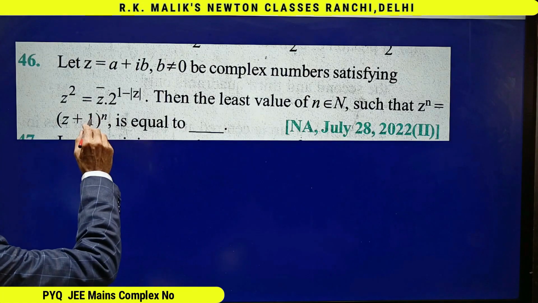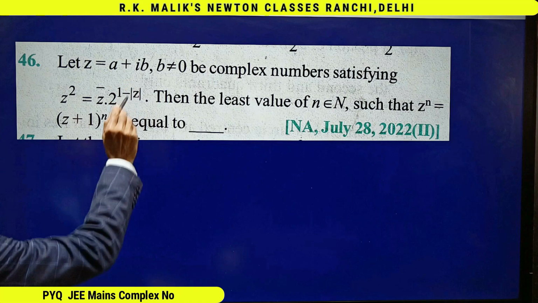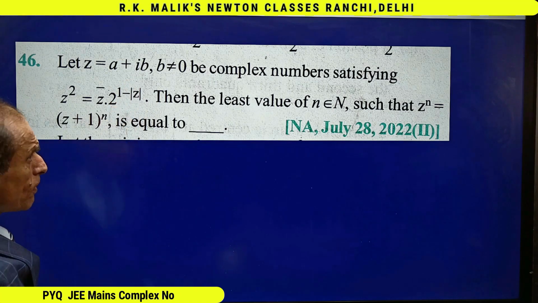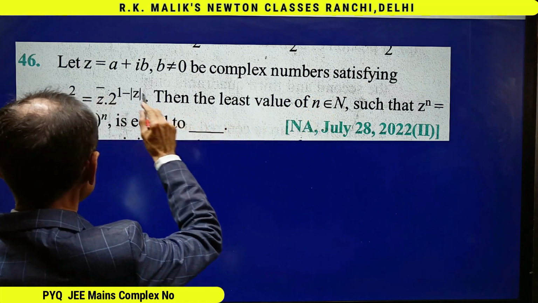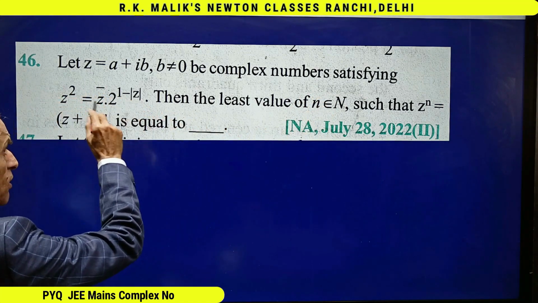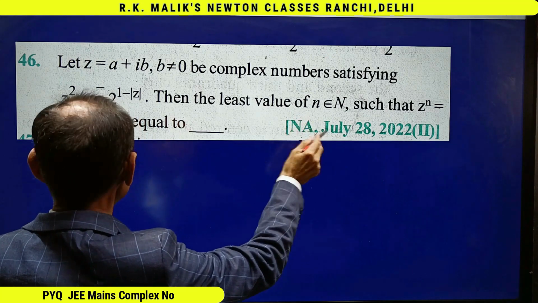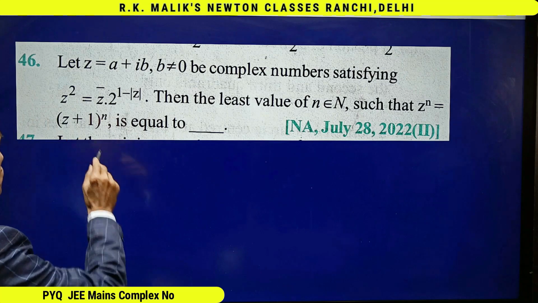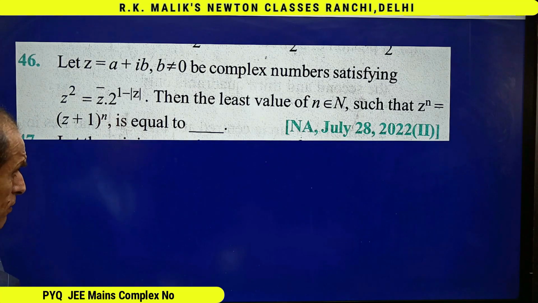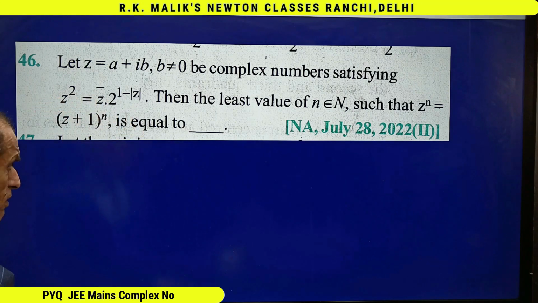In this question, it is given that let z is equal to a plus bi, where b is non-zero, be a complex number satisfying this equation. Then the least value of n, which is a natural number, such that z to the power n is equal to z plus 1 to the power n. First of all, we'll try to find all the complex numbers which will satisfy this equation.